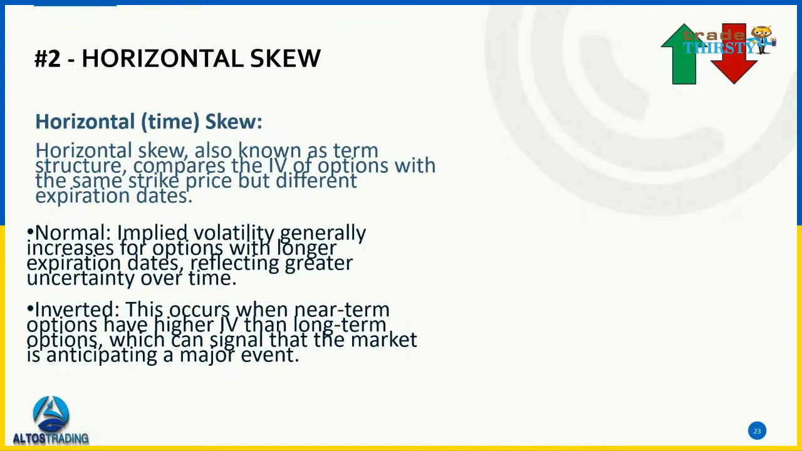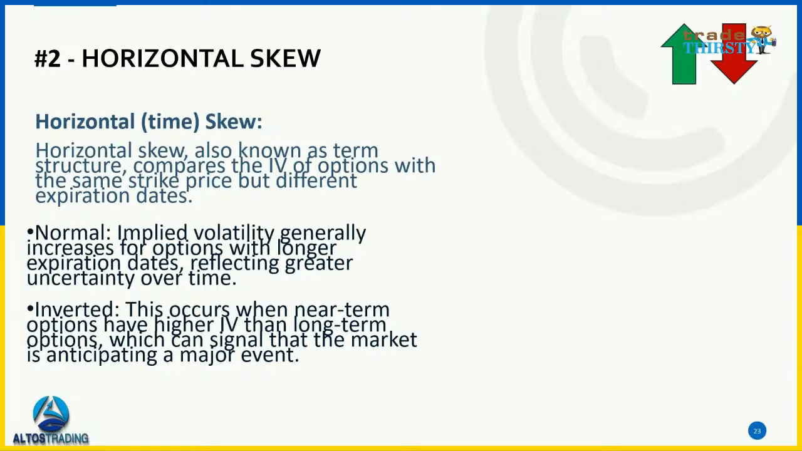Now, a normal implied volatility generally increases for options with longer expiration dates. You would expect that, right? Because the further you go out in time, the more can happen, the more uncertainty there is. So when you're in this type of term structure, we call it contango, right? Your shorter dated options are going to cost less than your longer dated options.